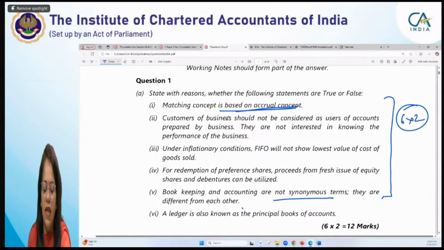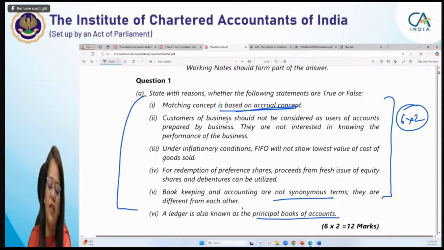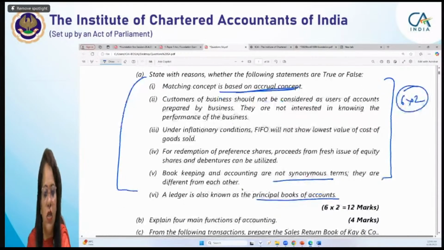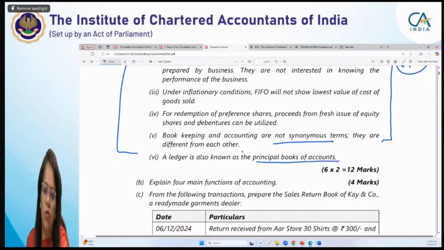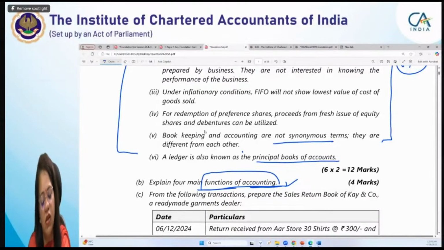A ledger is also known as principal books of account. All these concepts, these are all concept-based questions. So if your concepts are good, you will be able to answer these questions. What are the main functions of accounting? This also comes from chapter number 1. And if you know the concepts, if you know what the functions are, it helps in decision making and other main functions, you can easily write.